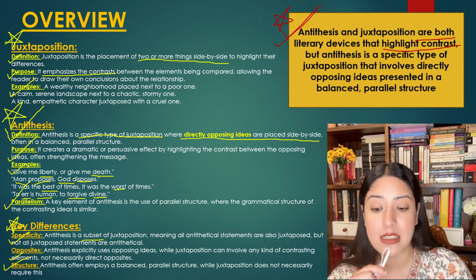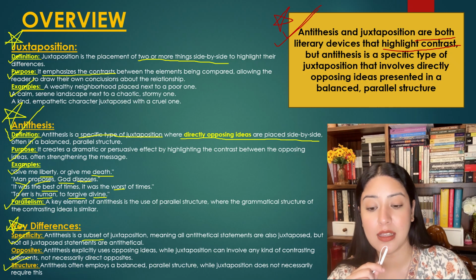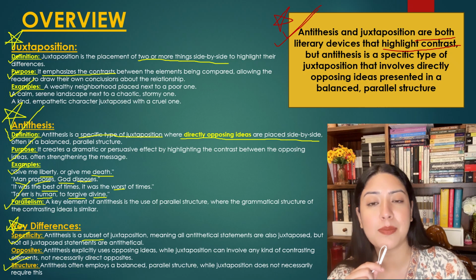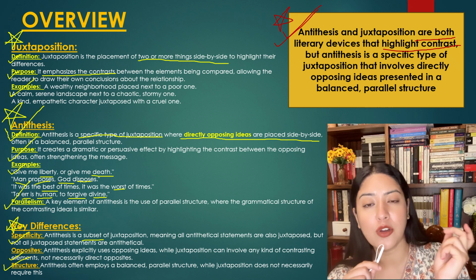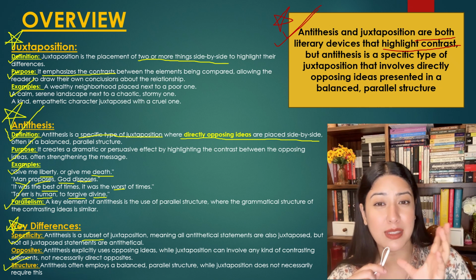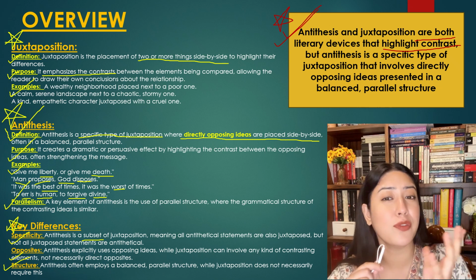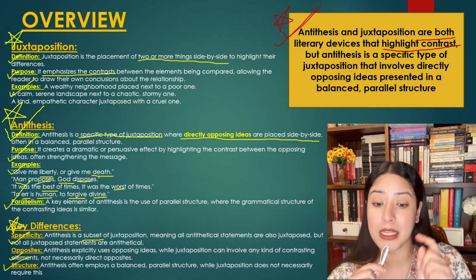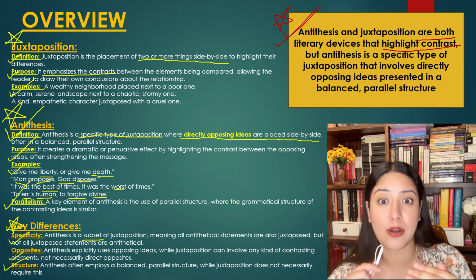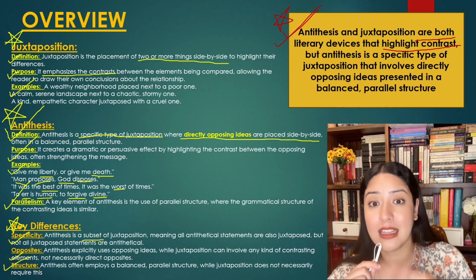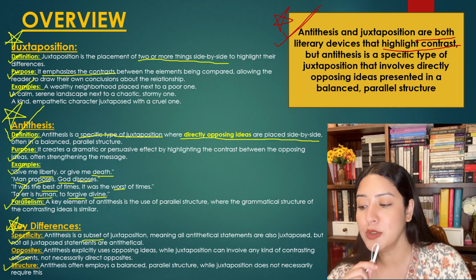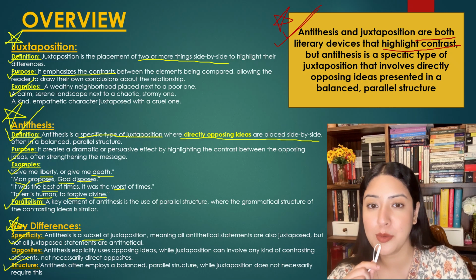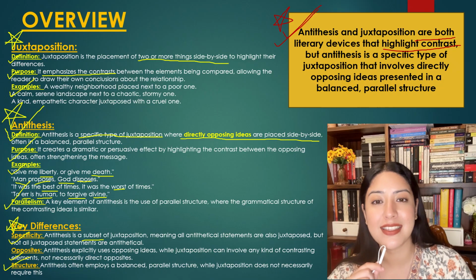But antithesis is a specific type of juxtaposition that involves directly opposing ideas presented in a balanced parallel structure. So you're taking contrasting elements, things that don't compare to each other, different things, and placing them side by side, that is juxtaposition. Direct opposites placed together in a parallel grammatical structure, that is antithesis. So we're going to look at the differences between the two with examples and then end this video for today.